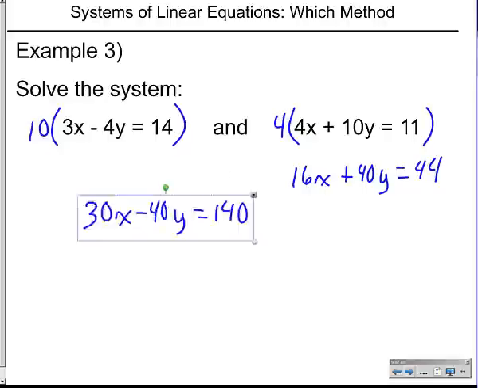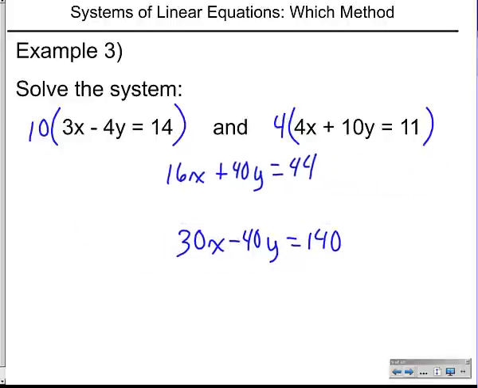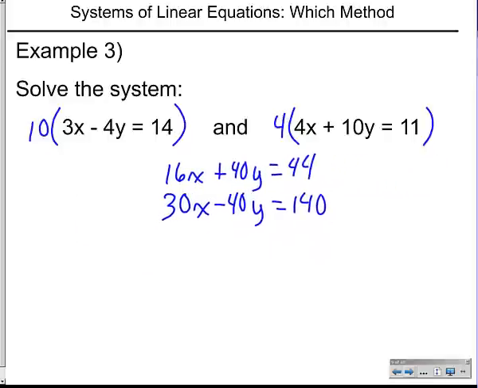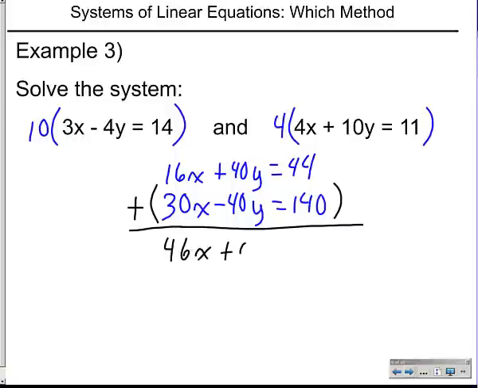Now I got to make sure that these two line up, so I'm going to rewrite them so that they line up underneath each other like this, where the x's are lined up and the y's are lined up. Draw my line, put parentheses around the bottom. Now my y values are the ones that have the common coefficients, so I want to make them cancel out. One's positive, one negative, so all I got to do is add them together. And what I end up getting is 46x plus 0y is equal to 184.